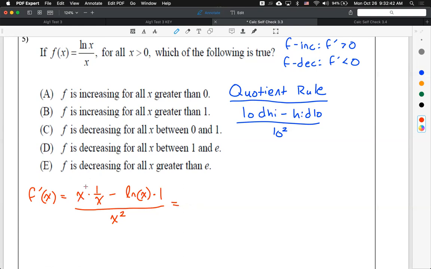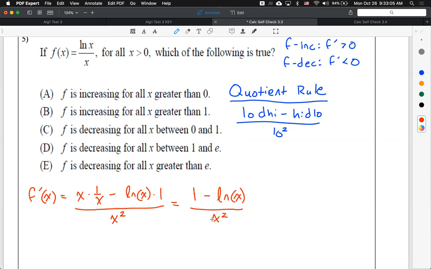What's x times 1 over x? Just this piece right here. Anything divided by itself, like 5 divided by 5, is always 1. So 1 minus, and then natural log of x times 1. That's just natural log of x. And still divided by x squared.